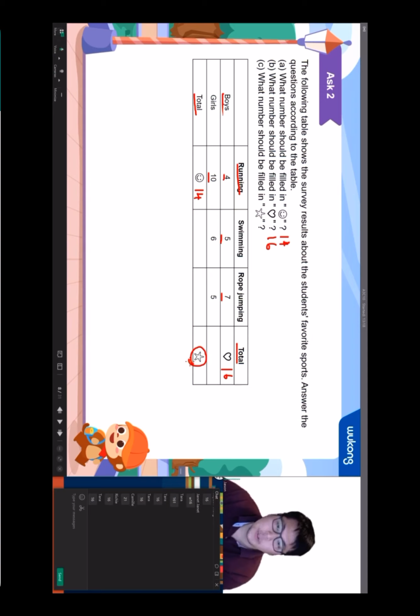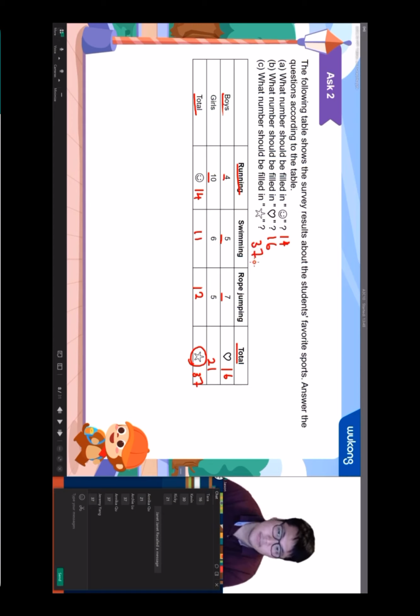So obviously there's 2 ways of doing this. You could either add girls, so 10 plus 6 is 16. 16 plus 5 is 21. So 16 plus 21 equals 37. And now let's check if we get 37 for the bottom part. So this is 11 and this is 12. So 37. So yes, we get the same answer.